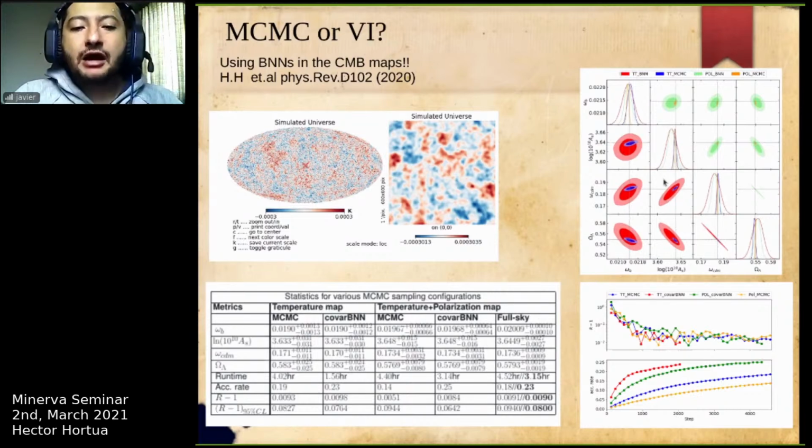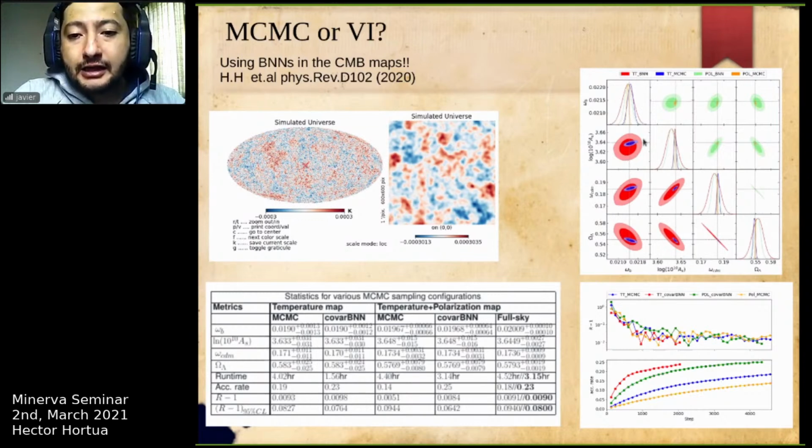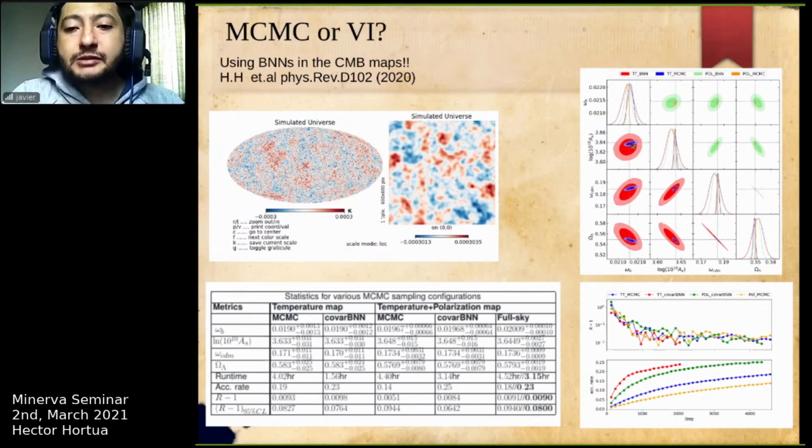But this time, what we wanted to do is try to compare with MCMC methods. So here in this plot, you can observe the results given by the Bayesian neural networks, and also the results reported by MCMC. For the MCMC, we use the Cobaya software, in which you take the power spectrum and you obtain the cosmological parameters. And we just compare. So here we can observe that the MCMC is more accurate with respect to these predictions.